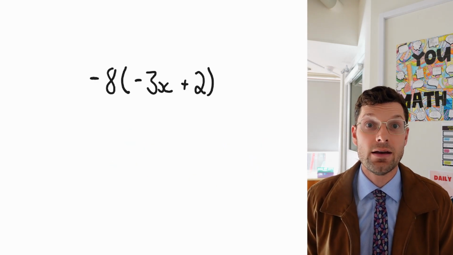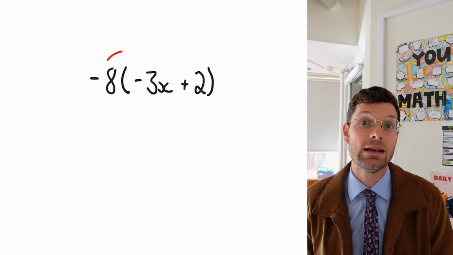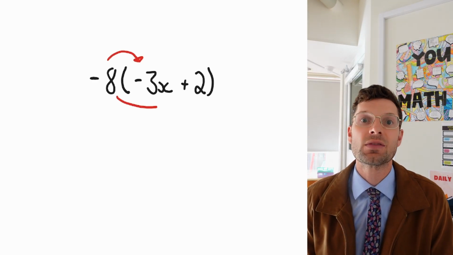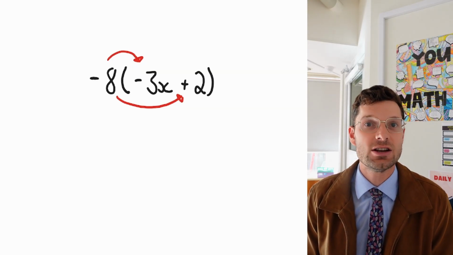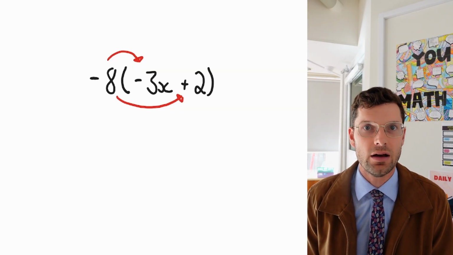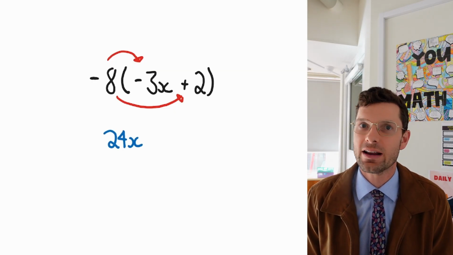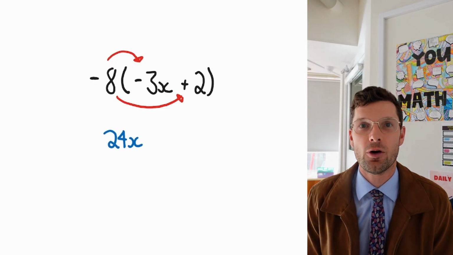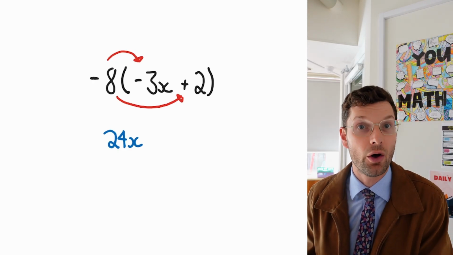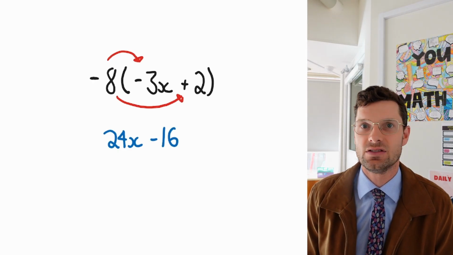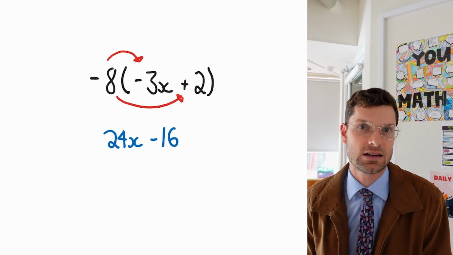So if I've got negative 8 multiplied by negative 3x plus 2, I've got to make sure that negative is multiplied by both terms. So negative 8 multiplied by negative 3x, the term has to change, so this is going to be a positive number, specifically positive 24x. We just write 24x, no need to put the plus, but 24x is our first term. Now we've got negative 8 multiplied by positive 2, which becomes negative 16. So our final answer is 24x minus 16.